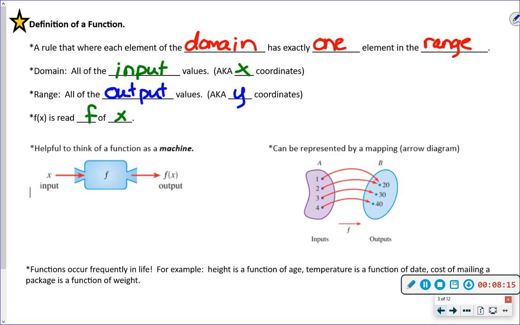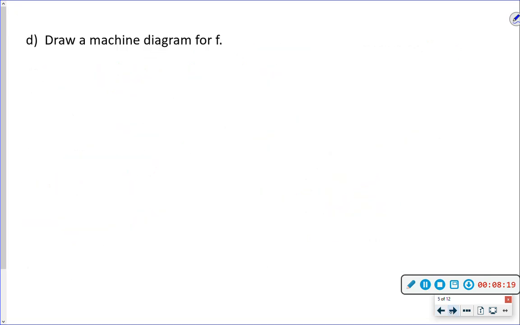I'm going to say that we're going to square x and add 4. Okay, let's draw it. So I'm going to do x as my input, and I'm putting that into the function, which looks like a piece of candy. I can't draw that.